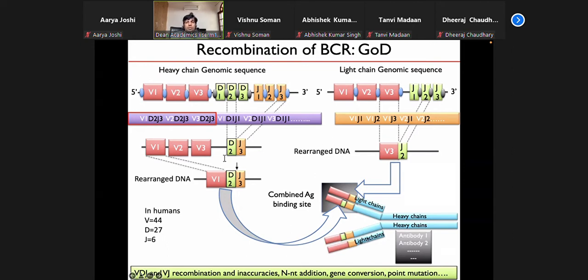There is some question here: these VDJ regions must be susceptible to SNPs to increase the diversity. Yeah, I think this is what you probably mean, that you can keep on adding N nucleotide addition and gene conversion and point mutation and all these processes. Yes, obviously. And whatever new nucleotide you add, you are going to generate a new specificity.